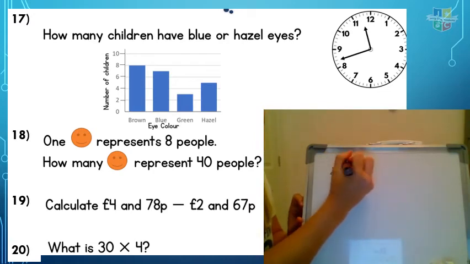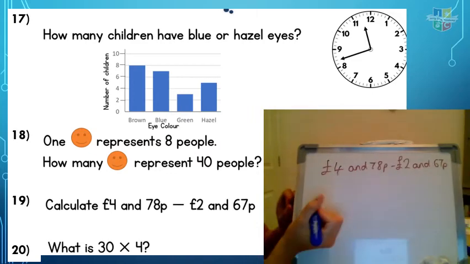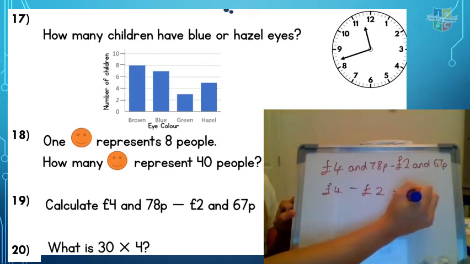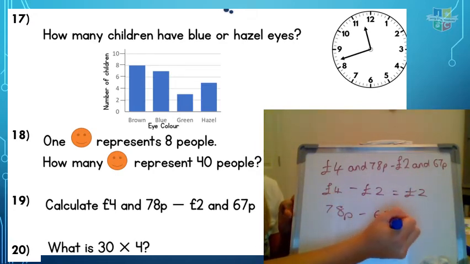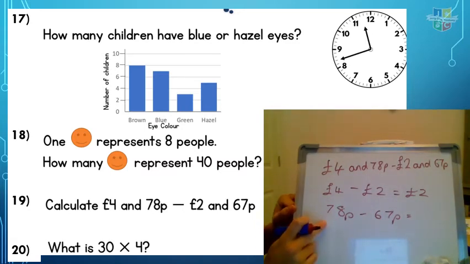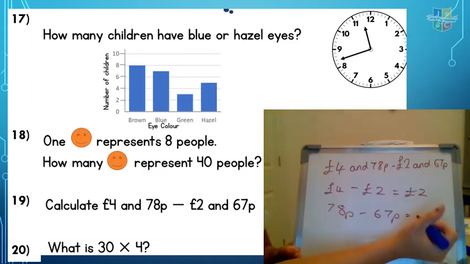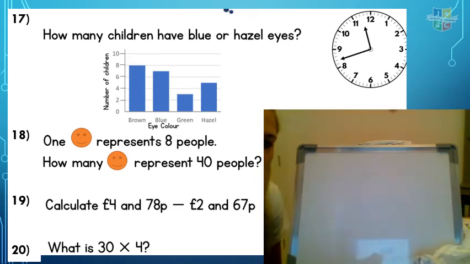Calculate £4.78 take away £2.67. The quickest way for us to do this one is we can actually do £4 take away £2, which would be £2. And then, because my pence are not going to exchange, I could do 78 pence take away 67 pence. And instead of using column method, I could just start from 67 and count up: it's 3 up to 70, add another 8, and you will get the answer 11 pence. So your answer is £2 and 11 pence.